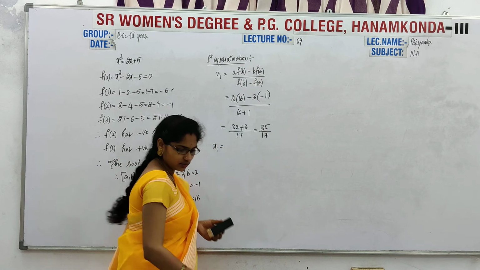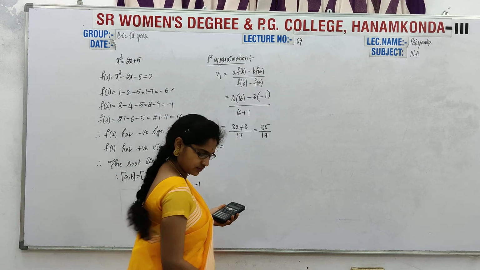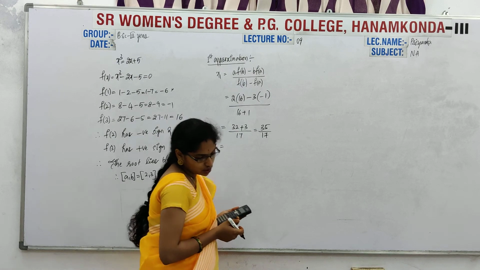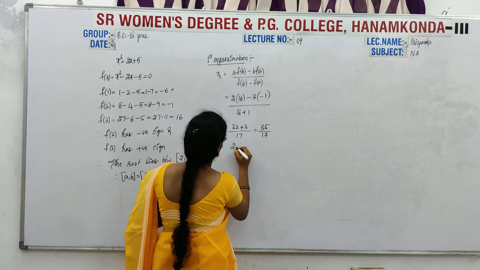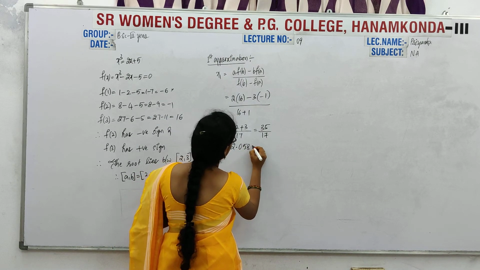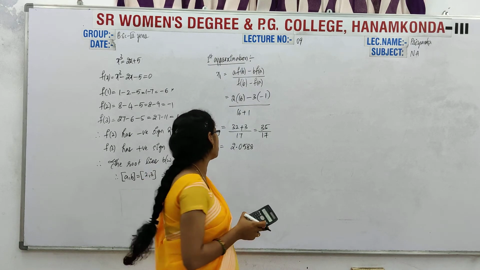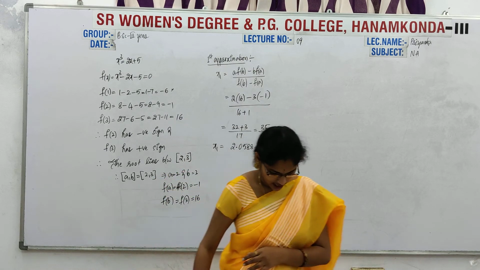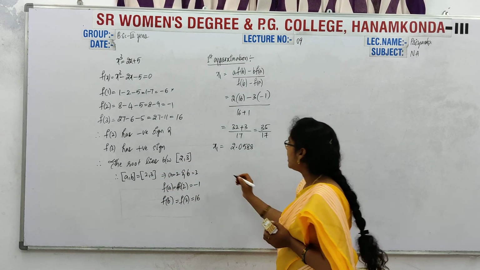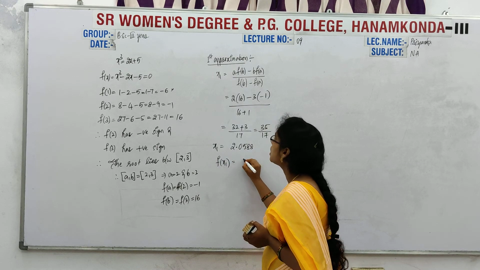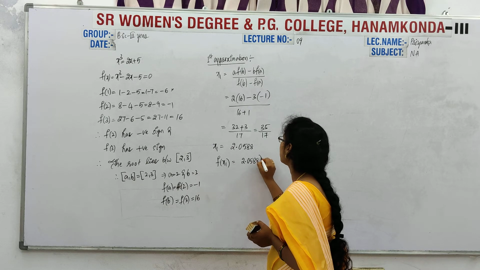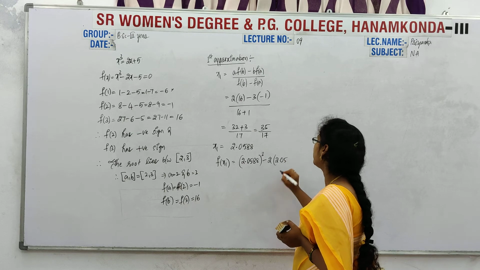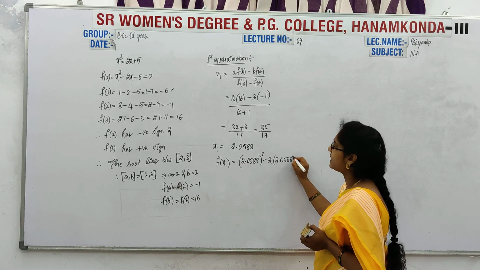Now x1 equal to, again calculate, 35 divided by 17. So it is 2.0588. We have 2, 3, so simply it is 2.0588. Okay. Next, write down what we have to calculate here: f of x1 means 2.0588 whole cube minus 2 into 2.0588 minus 5.